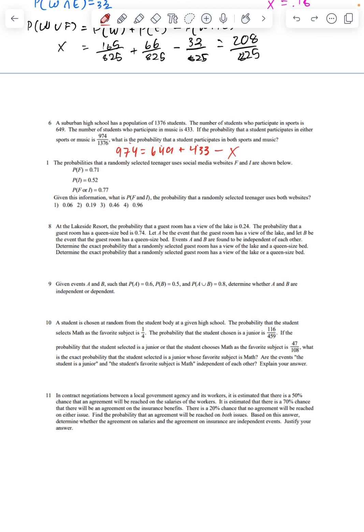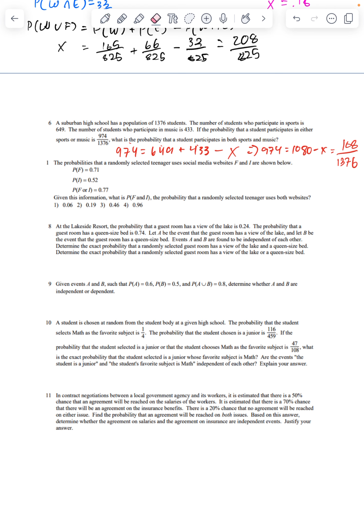So let's break this down. Use a calculator here. Use your TI-84 online and so on and so forth. I'm going to type this in. 649 plus 433. That's 1080. So this becomes 974 equals 1080 minus x. So let's just solve for x. I'm going to get 106 out of 1376 students were in both.